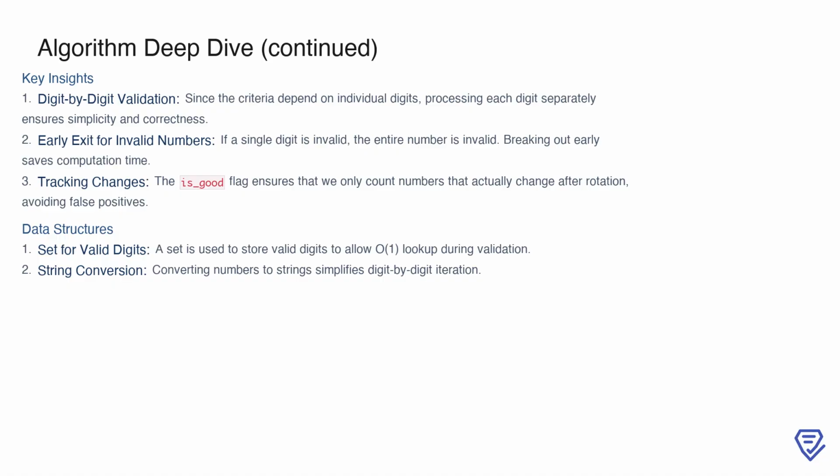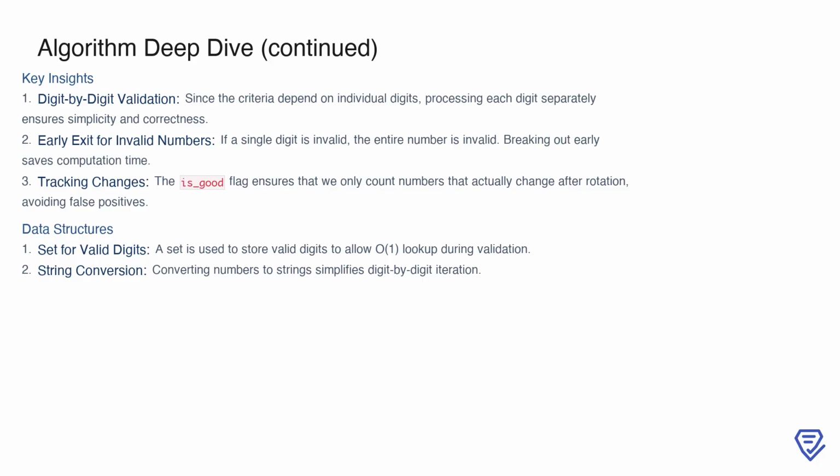This approach is built on a few key insights. First, validating each digit individually keeps the logic straightforward and ensures correctness. Processing digits one at a time allows us to handle both validity and rotation changes efficiently. Second, we save computation time by exiting early if we find an invalid digit. There's no need to check the remaining digits of the number if one is invalid. Third, the is_good flag ensures we only count numbers that actually change after rotation, which prevents false positives.